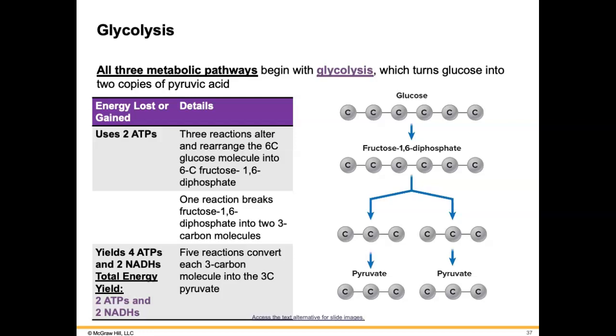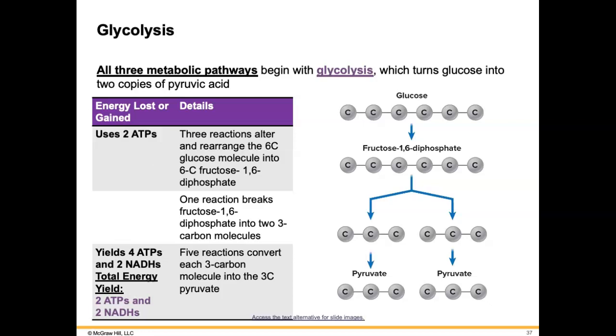All three pathways, fermentation, aerobic respiration, and anaerobic respiration, all begin with glycolysis. What glycolysis does is break down glucose into two copies of pyruvic acid, or pyruvates. Technically speaking, a pyruvate is not the same as pyruvic acid, but I'm not going to get technical. I have a tendency to say pyruvate or pyruvic acid, and I'll take either as an answer for what glycolysis yields.